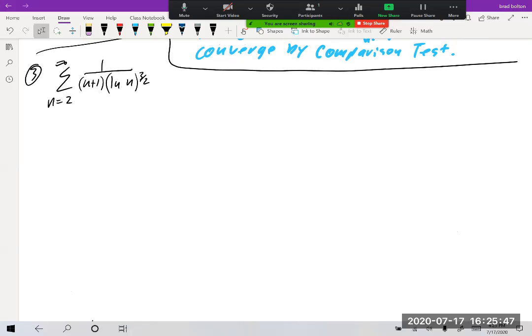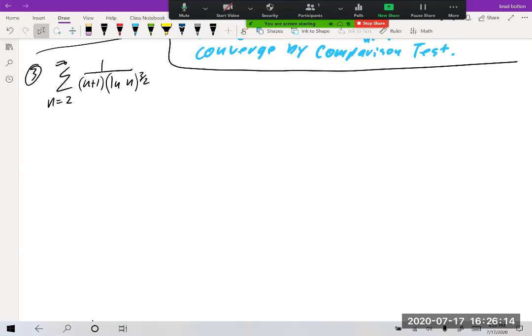Okay, so now let's take a look at another one. Let's look at this one. So this says 1 over n plus 1 times ln of n to the 3/2 power, n equals 2 to infinity. So we got a problem. I want to know if this converges or diverges, and I look a little suspicious of this one.